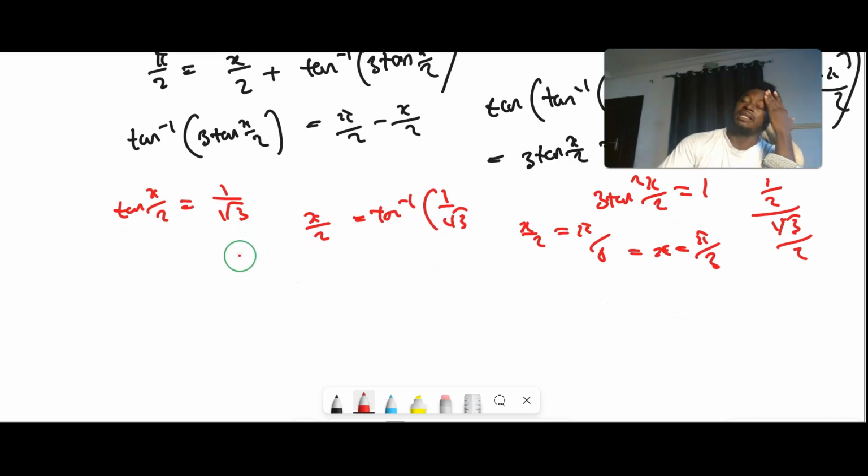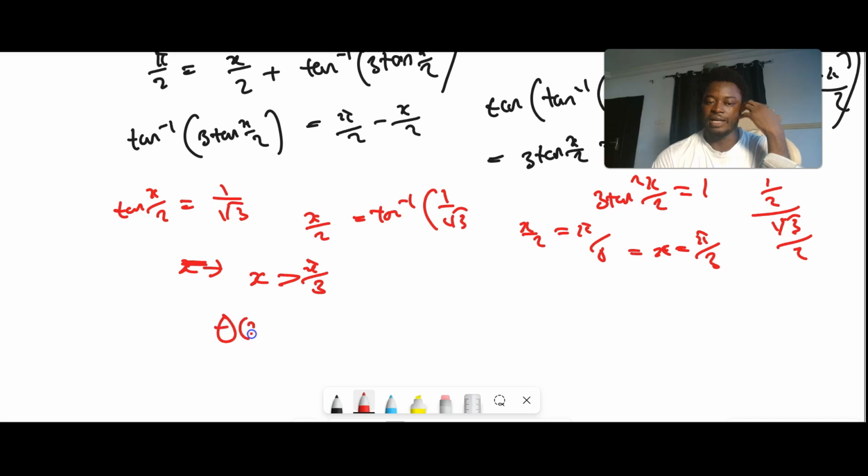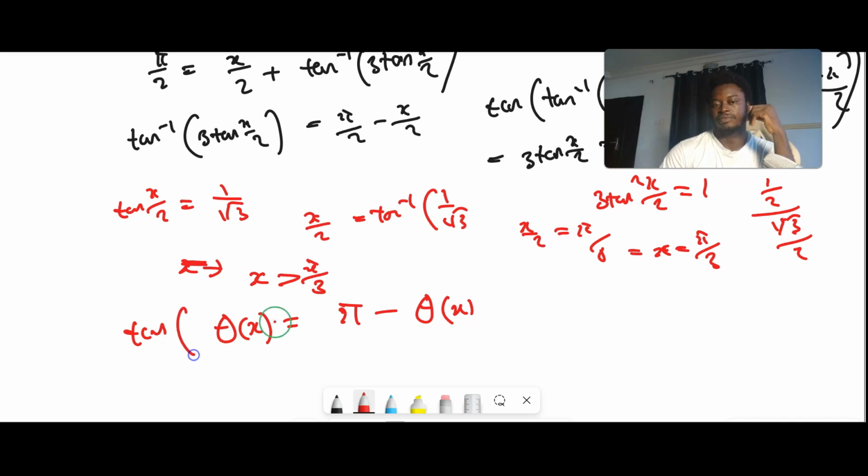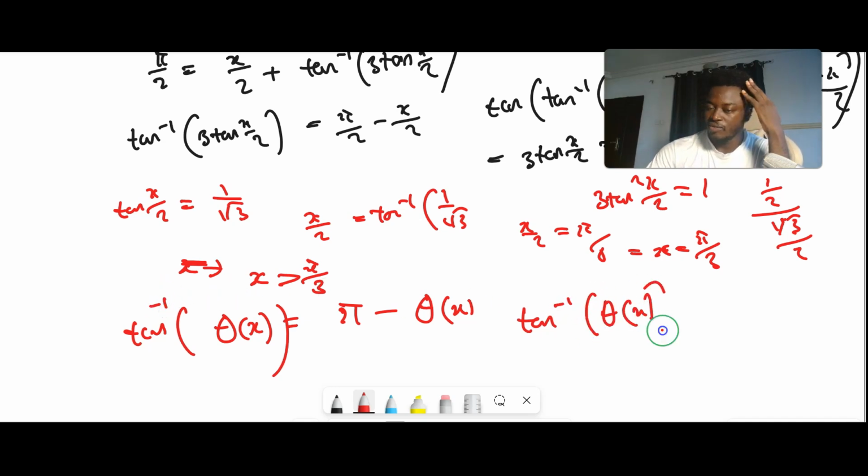So basically that means that as x is bigger than pi over 3, this theta of x would be equal to pi minus theta of x. So the tan inverse of theta of x would be pi minus theta of x. But if x is less than pi over 3, then tan inverse of theta of x would actually be equal to just x. So now we have everything ready.